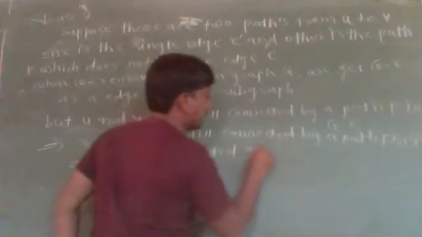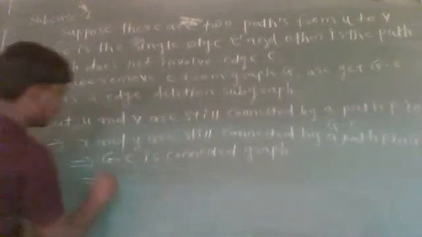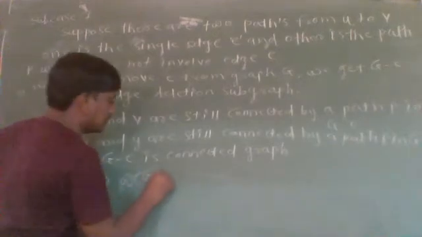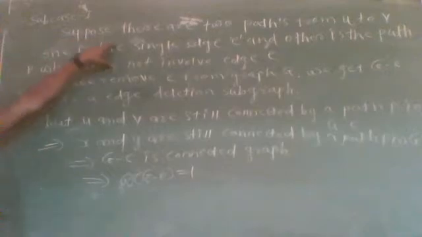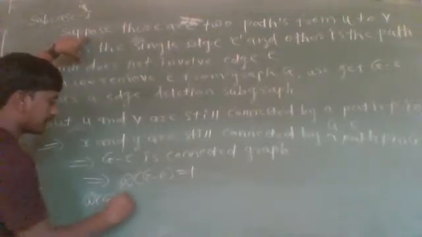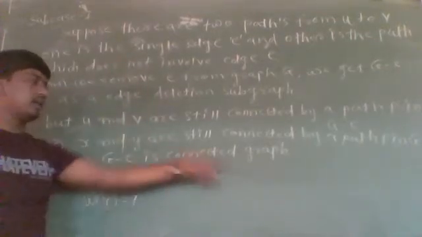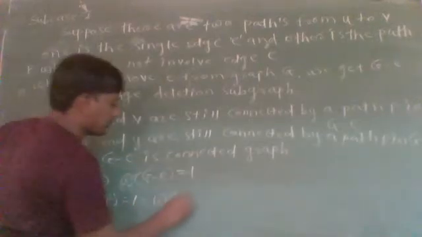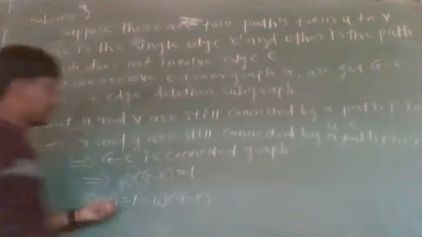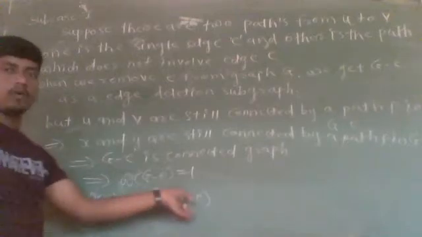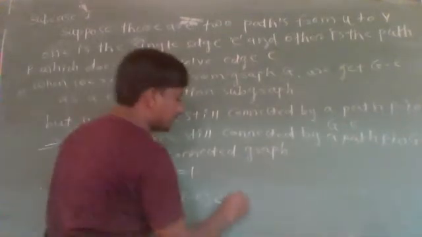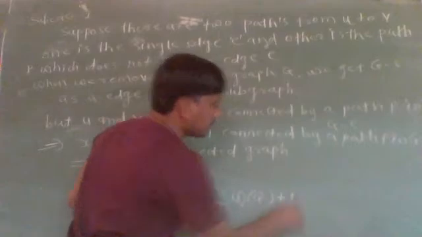As G minus E is a connected graph, the number of connected components in G minus E will be equal to 1. As G is a connected graph, the number of components in G is also equal to 1, and G minus E is also a connected graph, so component of G equals 1, which is equal to component of G minus E. This implies component of G minus E is less than component of G plus 1. So this is our first case, that is subcase 1.